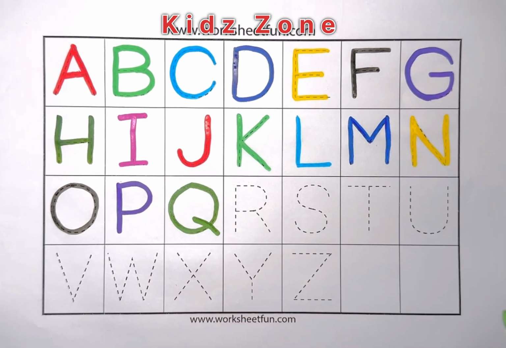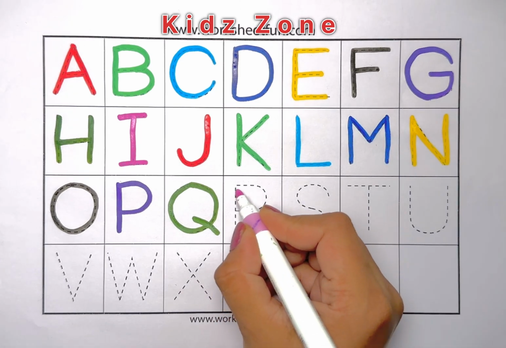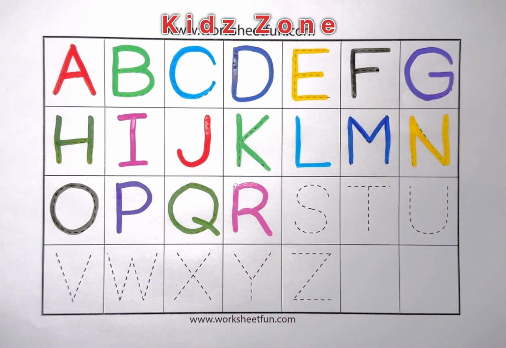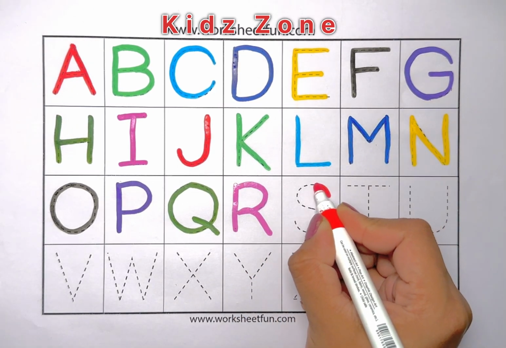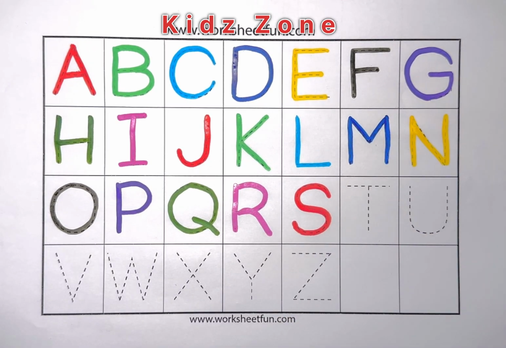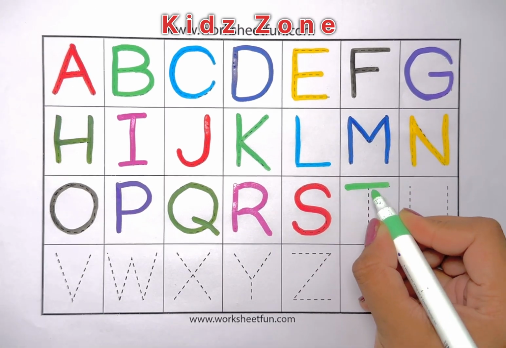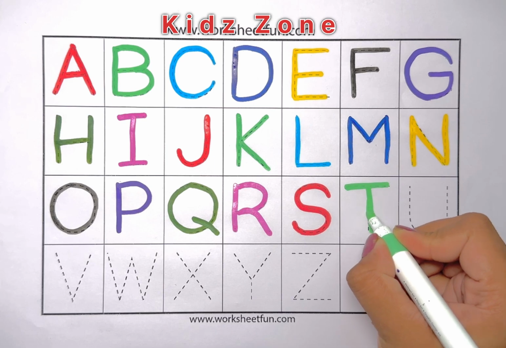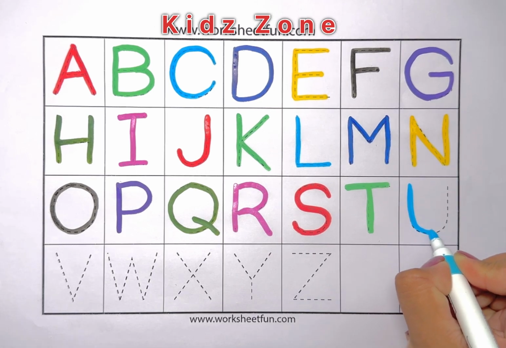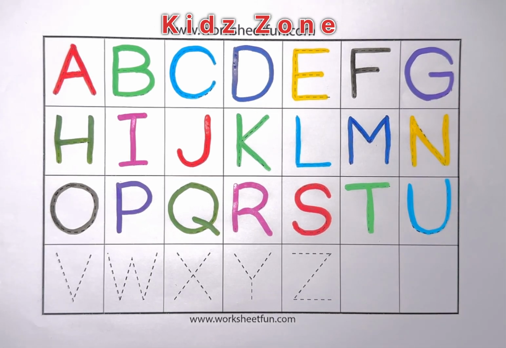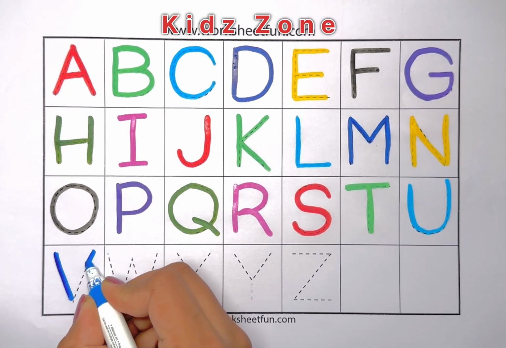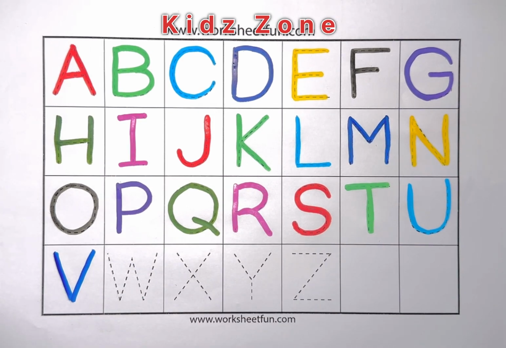Q for queen. R for rose. S for sheep. T for toy. U for unicorn. V for violin.